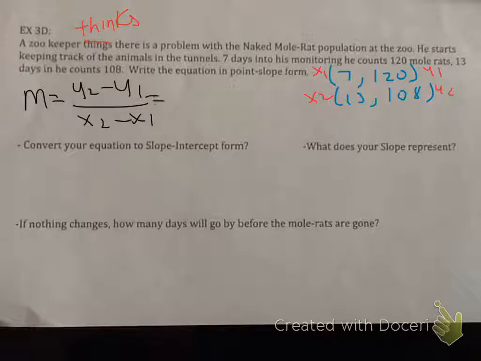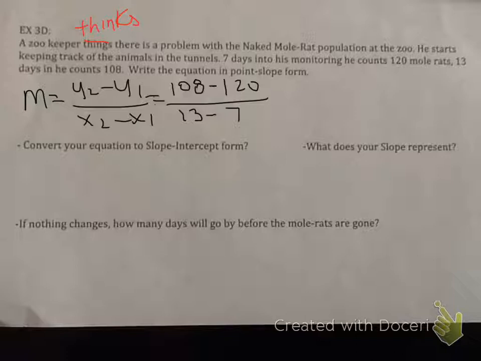Alright, so my Y2 is 108 minus Y1, which is 120. The X represents the days, so we have 13 for X2 and 7 for X1. I'm going to erase this for right now; we'll probably come back to it in a minute. This is going to be a negative 12 over a 6, which means it's decreasing. It looks like they're losing 2 mole rats per day.